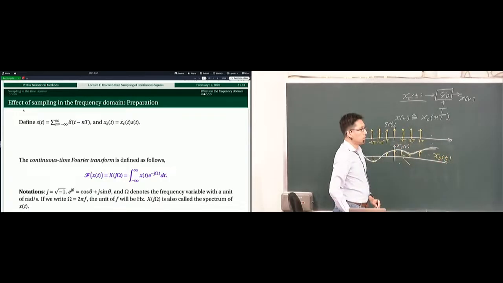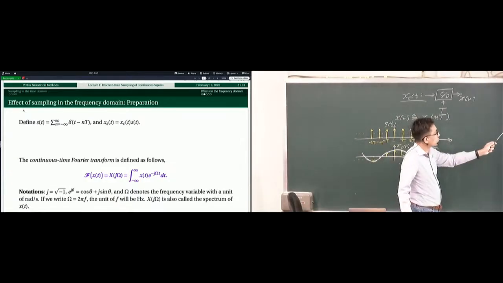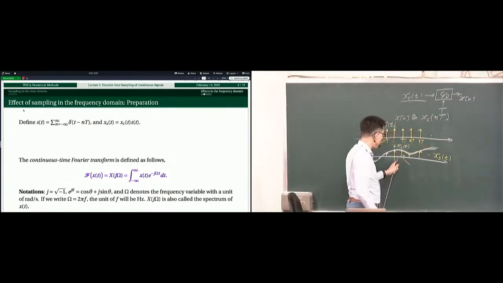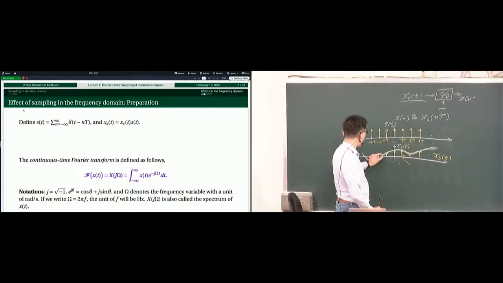And why do we do that? I said in this slide, this is a preparation to explain the effect of sampling in the frequency domain. So as a step for preparation, we introduce this definition, x sub s of t. The reason is that we argue this train of spikes with change in amplitude and polarity is a representation of sampling.